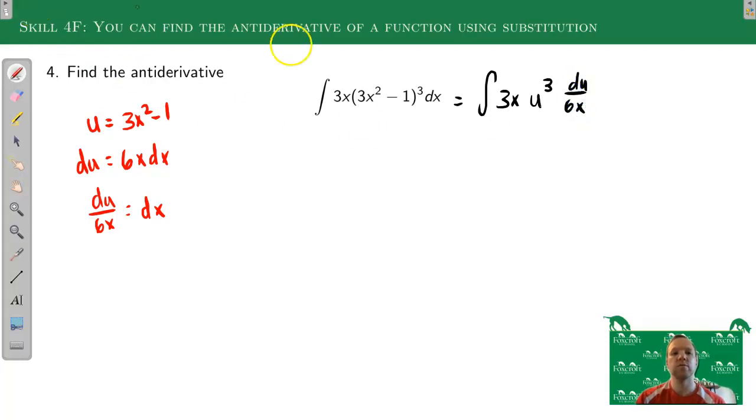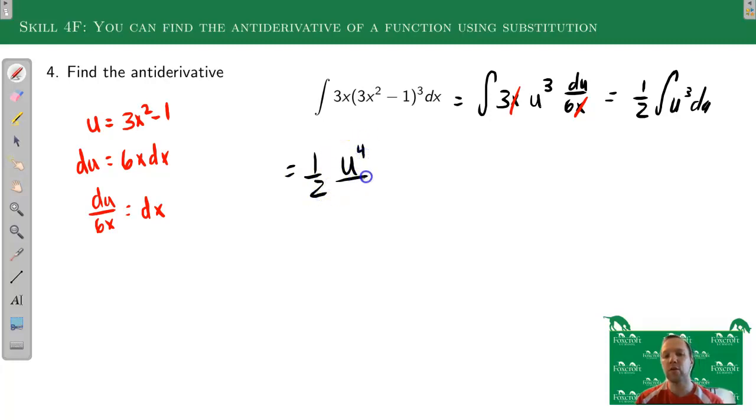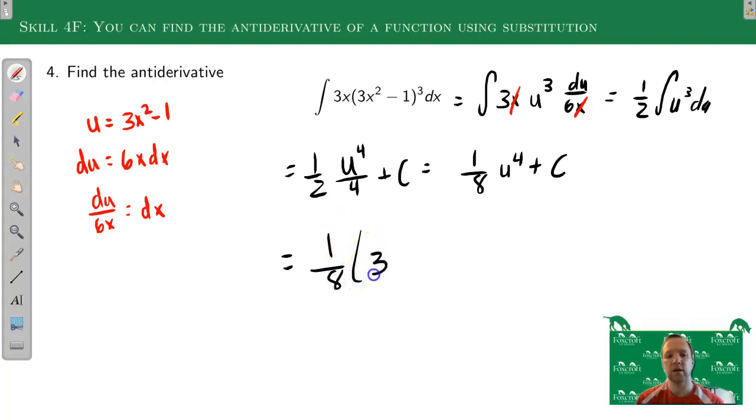Again, you know you pretty much did it right if the x's cancel out, because now I just have a simpler expression with u. This is 1/2 integral of u cubed du. The 1/2 is going to stay. u cubed is going to turn into u to the 4th over 4. When I combine these, I get 1/8 u to the 4th. And replacing u, I get (3x squared minus 1) to the 4th, plus c.